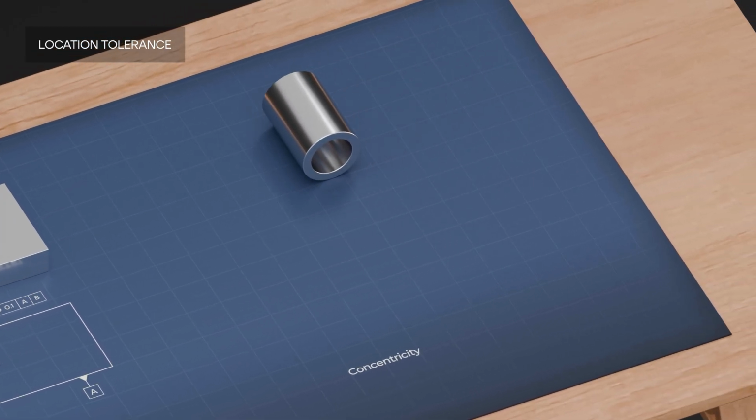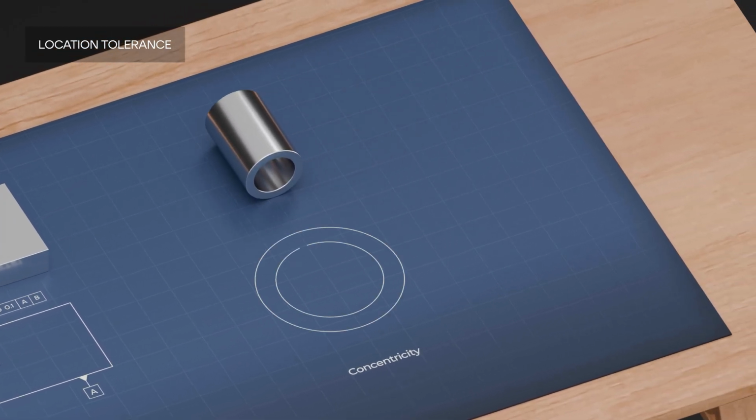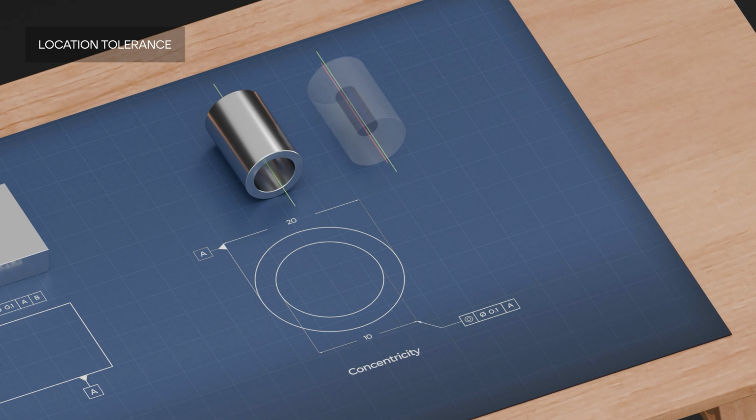Concentricity, or coaxiality, indicates that the centerline of the tolerated circle lies in a tolerance zone, which is a circle with a diameter of the tolerance value. This circle has the same centerline as the datum.